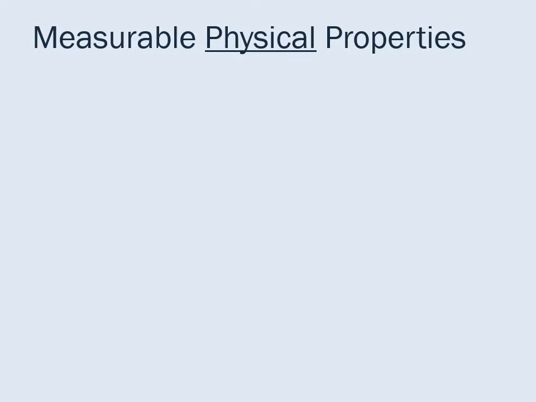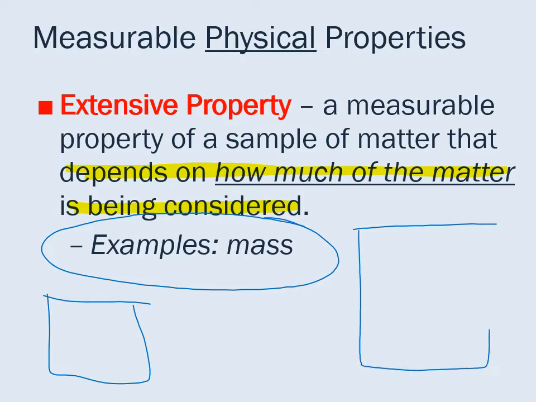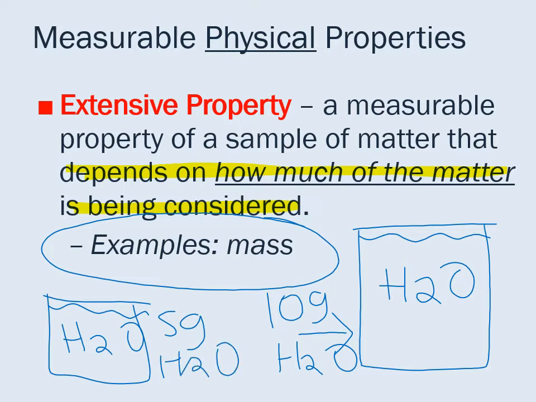Okay, and so physical properties can be broken down into two categories. They can be extensive, which is a physical property that depends on how much matter is being considered. So for example, mass is an extensive property because let's say I have a little beaker and then I have a really big beaker and I fill them both up to the top with water. This beaker of water is going to weigh more because there's more water in the beaker, while this one is going to weigh less. So let's make up masses. Let's say this one is 10 grams of water, and that one's smaller, so it would be 5 grams of water. They're both water, but they have different masses because they're different sizes. So that is why it's an extensive property.